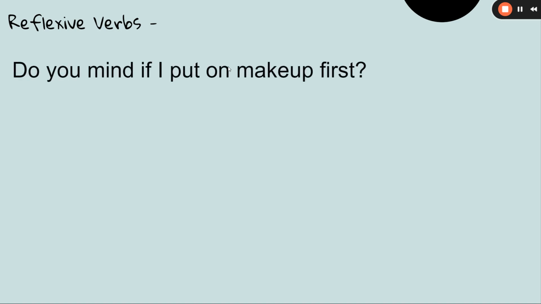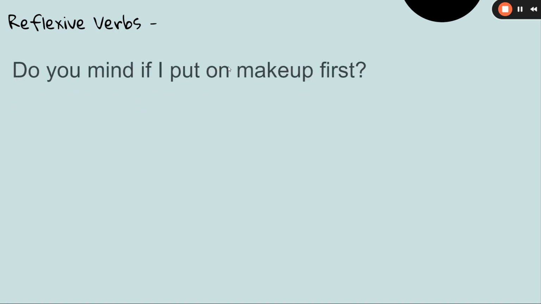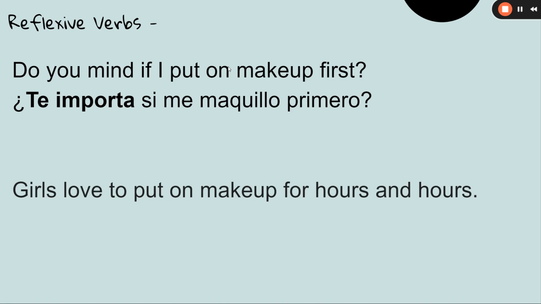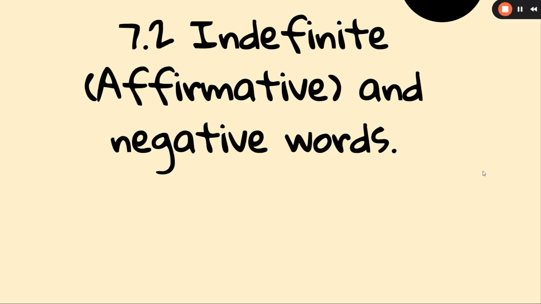Do you mind if I put on makeup first? ¿Te importa si me maquillo primero? Me maquillo. Maquillarse is the verb. Girls love to put makeup on for hours and hours. A las chicas les encanta maquillarse durante horas y horas.